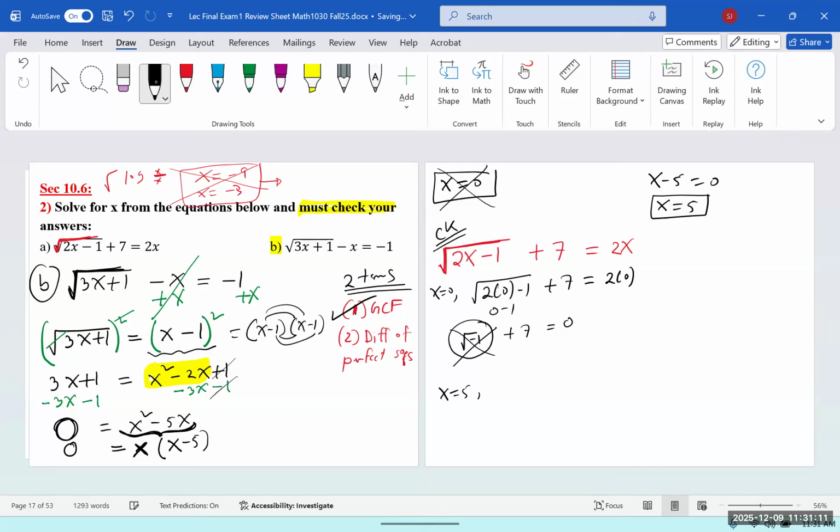Then you check x equals 5. 2 times 5 minus 1 plus 7 equals 2 times 5. Now 2 times 5 is 10 minus 1. So it's 9. Square root of 9 is 3. So you get 3 plus 7. And on the other side you get 10.